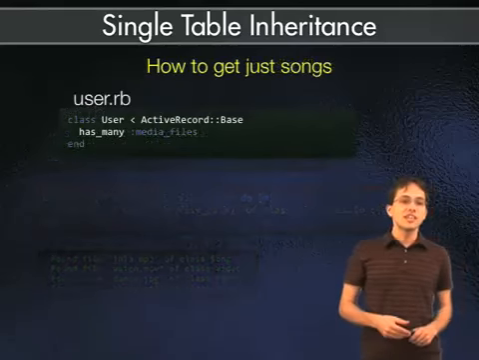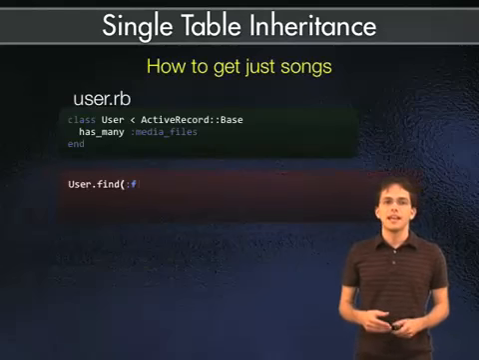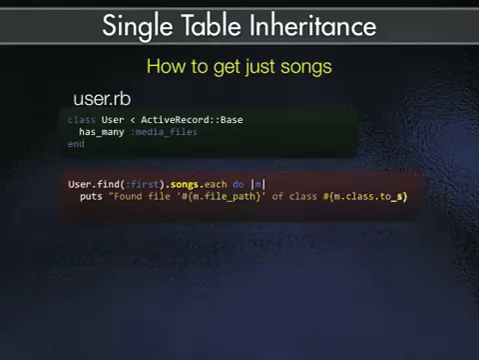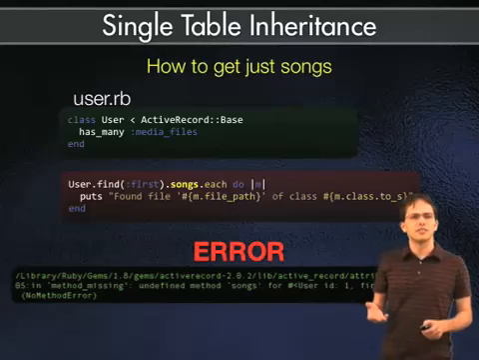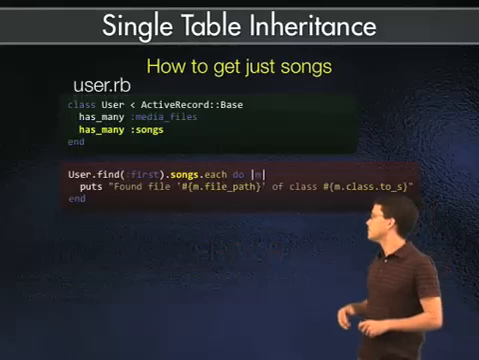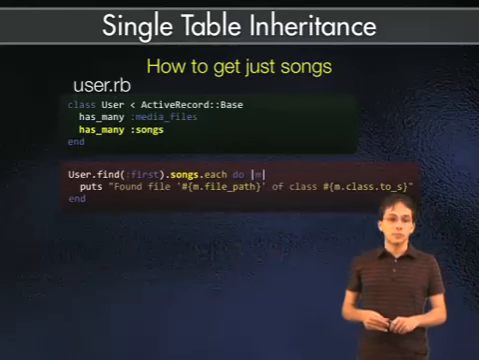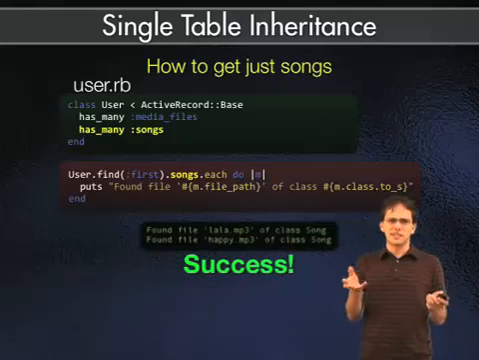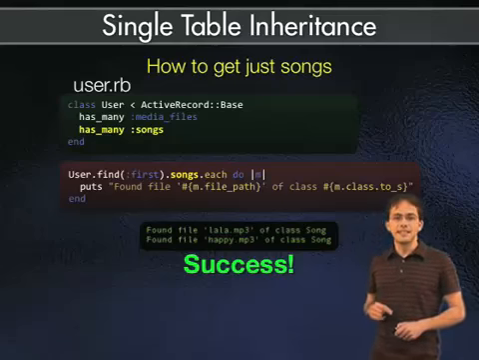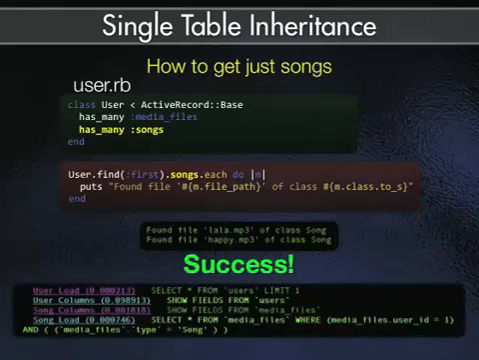What if we wanted to get just the user's songs? Could we write something like this? Would this work if we just did user.songs? Well, no, that's going to error out. So what do we have to add then to be able to do that? Well, all we have to do is add has many songs, and that will properly pull just the songs, which is interesting. When I saw this, I was like, that's all there is to it. So I went and I looked in the database log file, and as you can see there, it's just pulling user ID equals 1, media type equals song, like you would hope it would.